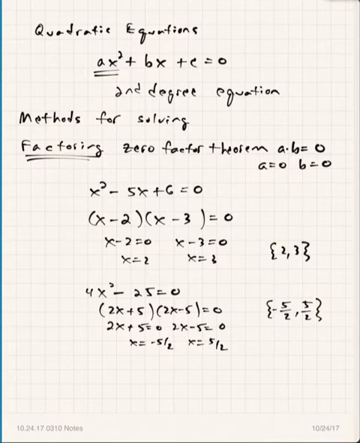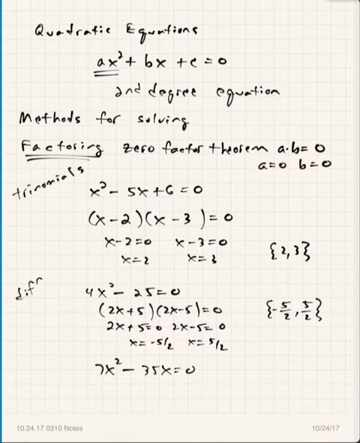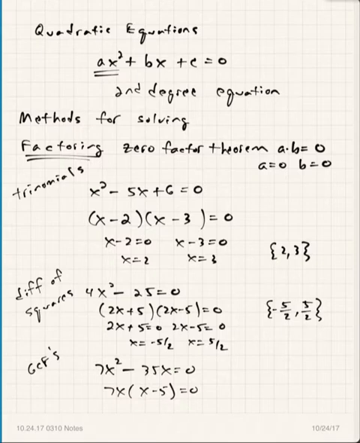And then finally, if you had 7x squared minus 35x equals 0, you could get a GCF. So we've had trinomials when you are using the factoring method to solve a quadratic. You've got the difference of squares right here, and then you've got GCFs right here. Right, you could take out a 7x right here, and you're left with x minus 5. And then you set each of those factors equal to 0. And you end up with x equals 0 and x equals 5.